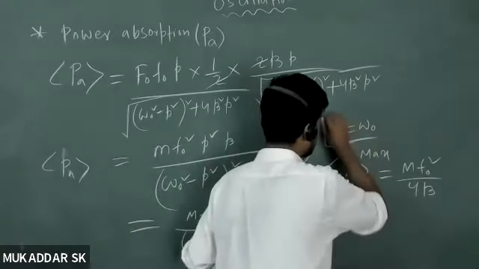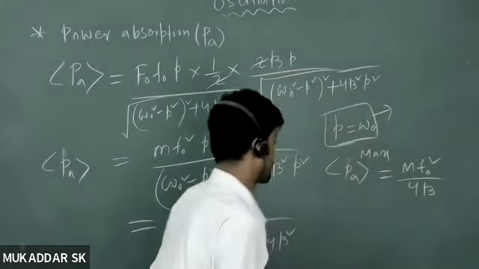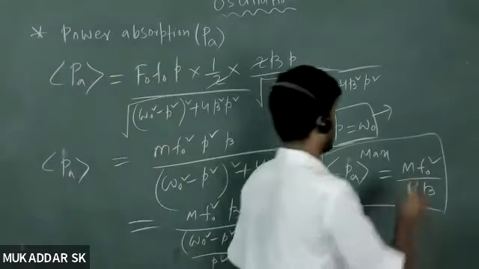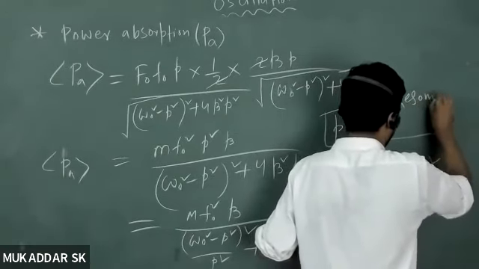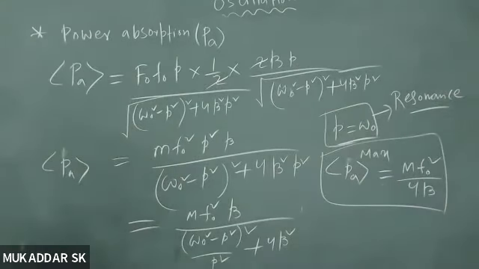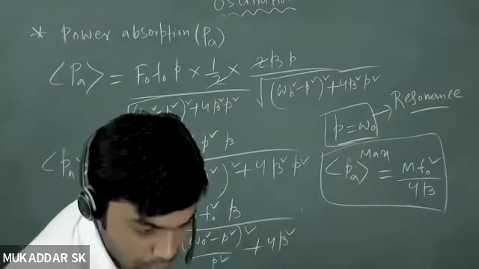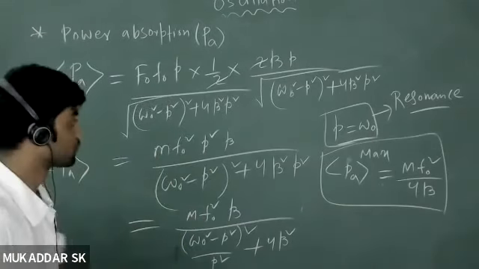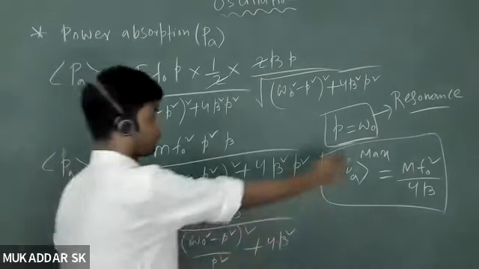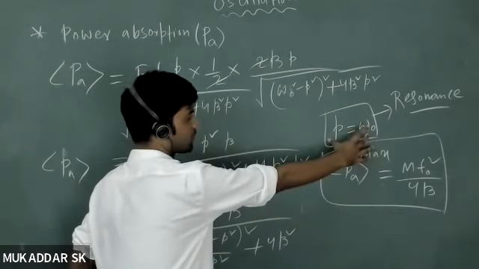And this condition p equals omega naught, this is known as what? Anyone? Resonance, right? Okay. Is this part clear? Yes, sir. किसी का कोई डाउट है यहाँ तक? Is there any doubt? P is equal to omega naught, resonance मतलब. Yes, sir.